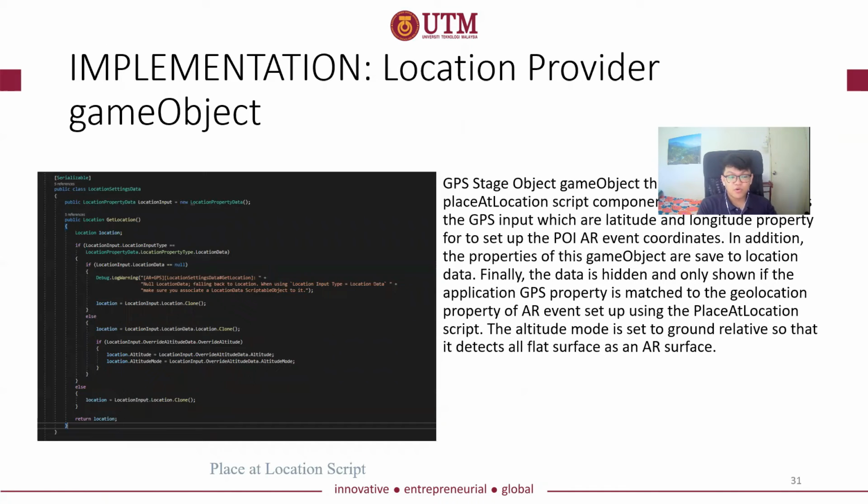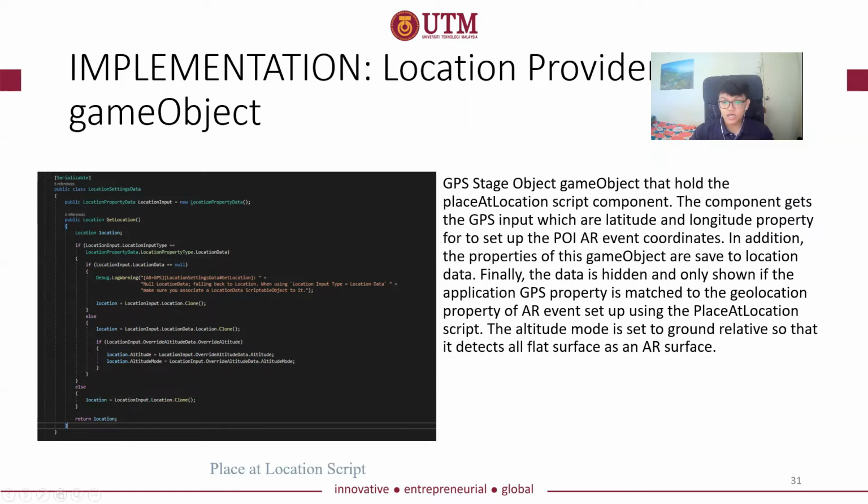So this is the script that we attach to the location provider game object, where it retrieves the GPS object that holds the place at location script component. The component gets the GPS input, which are the latitude and longitude properties, for the setup of the POI AR event coordinates. In addition, the properties of this game object are saved to location data. Finally, the data is hidden and only shown if the application GPS property matches the geolocation property of the AR event set up using the place at location script. The altitude mode is set to ground relative so that it detects all flat surfaces as an AR surface.